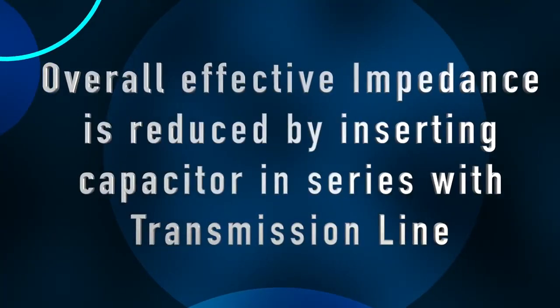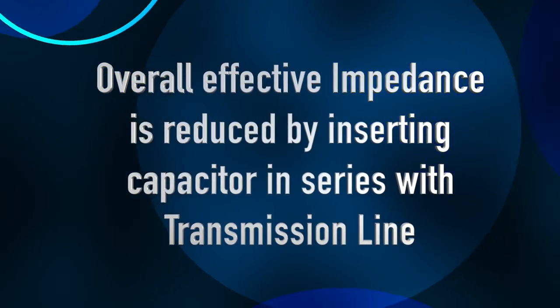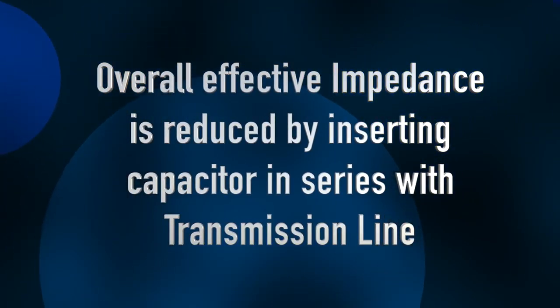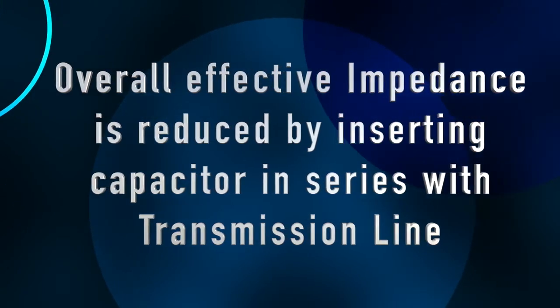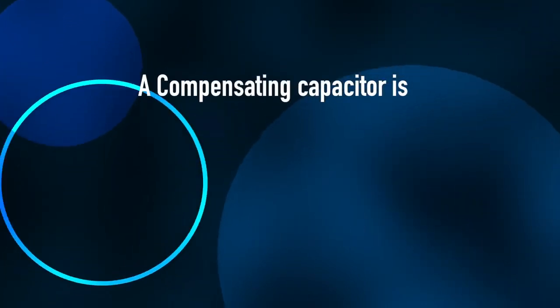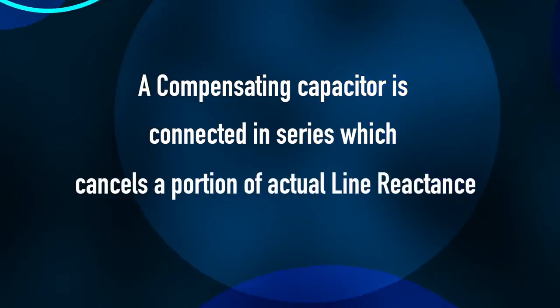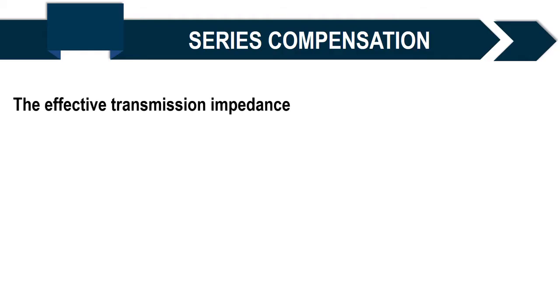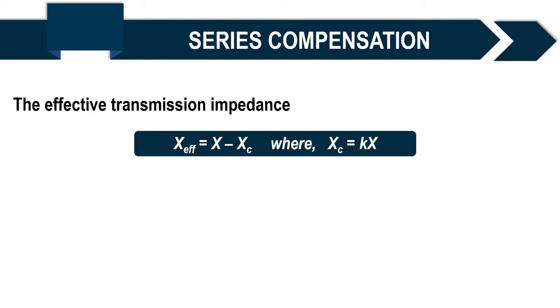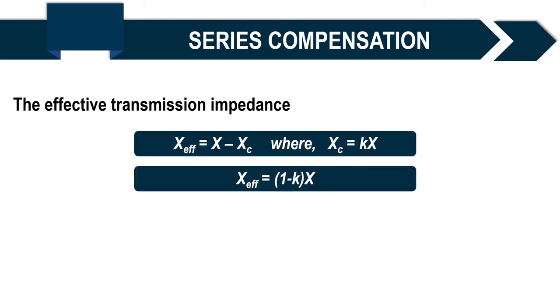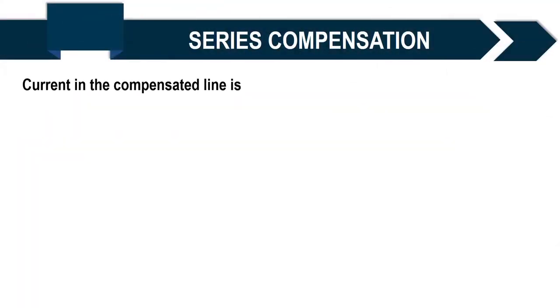Actually, we insert a capacitor in series with the transmission line, which decreases the overall effective impedance. Let us see how. A compensating capacitor is connected in series, which cancels a portion of the actual line reactance, and thereby the effective transmission impedance is reduced as if the line was physically shortened. Now let us see what is the effect on the active power and reactive power by this compensation.